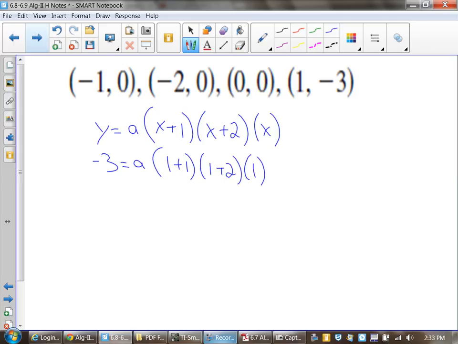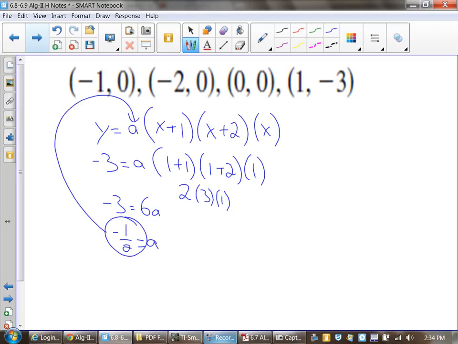Again, the tough math. 1 plus 1. Gotta go slow. 1 plus 1 is 2. 1 plus 2 is? So 2 times 3 times 1 is? -3 is 6a. What's your value of a? Hey, don't think that it's always going to be -1/2. It's just dumb luck. And then again, where am I going to put that -1/2? Put that in there and you'd call it a day. And that's all you got to do, guys.